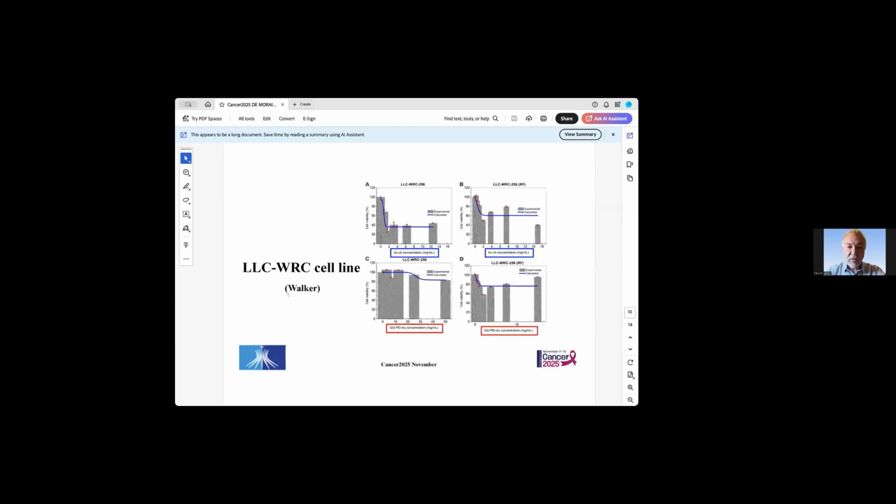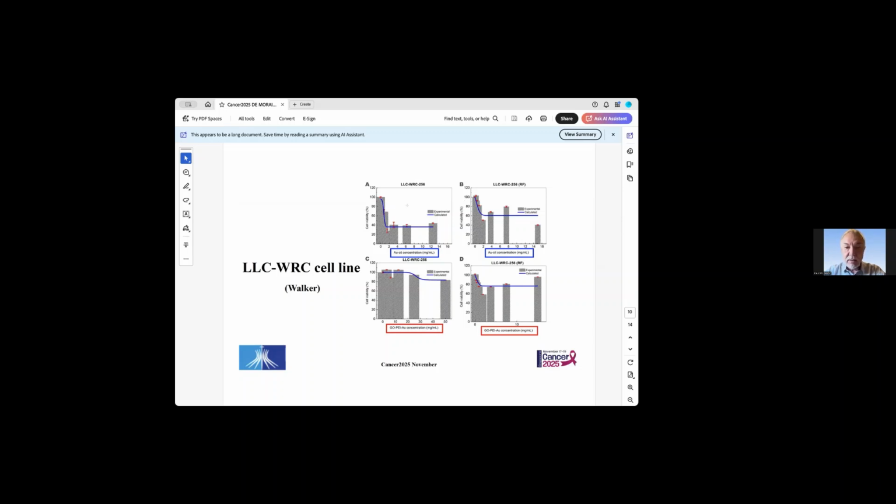So here are the data for the Walker cell line. You can see on the upper part of my slide the experimental data as vertical columns, and the blue solid line is the best curve fitting of the data. Panels A and B show the cell toxicity assay for the gold nanoparticle coated with citrate. And you see in both cases a reduction of the cell viability as a function of concentration.